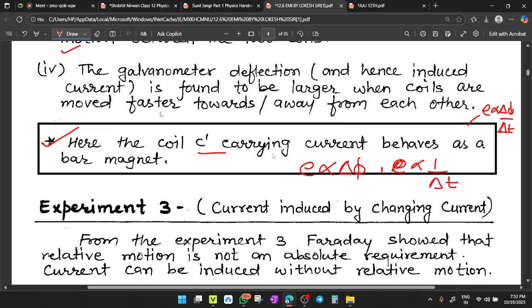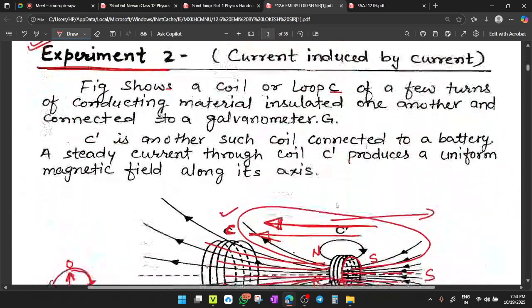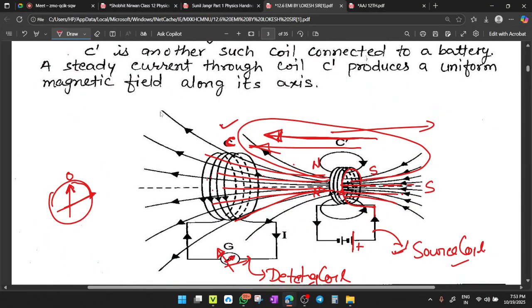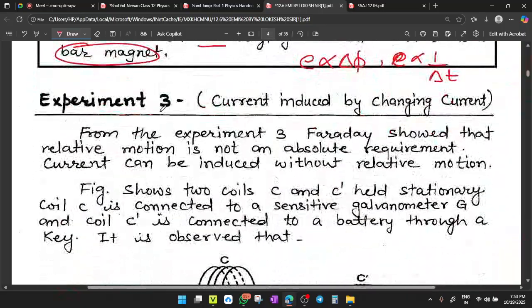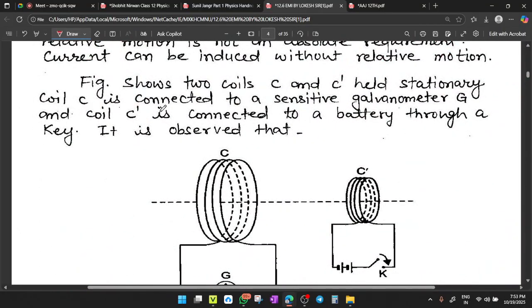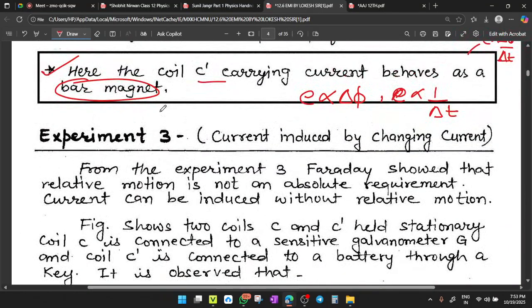Here the coil C dash carrying current behaves as a bar magnet. Yes, we know obviously the current carrying solenoid is behaving like a bar magnet. That's why one of its sides becomes north and the other becomes south. All right, clear or not? So this is experiment number 2.